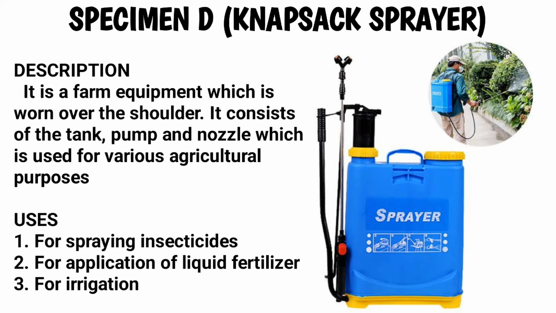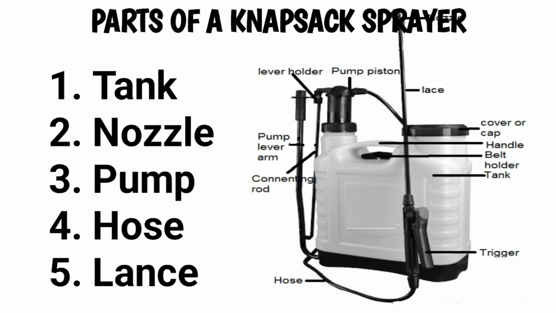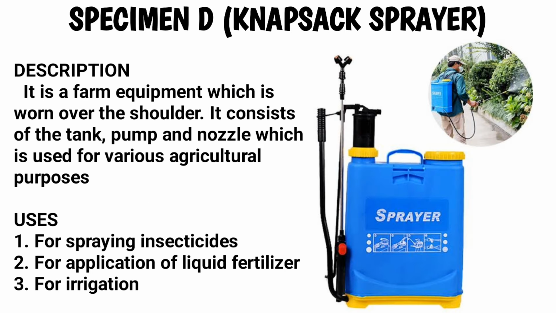So in the exam, you could be asked to list the parts of this equipment or this specimen. And you should remember that this specimen has a tank, it has a nozzle, it has a hose, it has a pump, and also it has a lance. So they are the parts of the equipment. Then the uses are for spraying insecticide, for application of liquid fertilizers, and also for irrigation. Irrigation is simply the artificial supply of water to farmland.